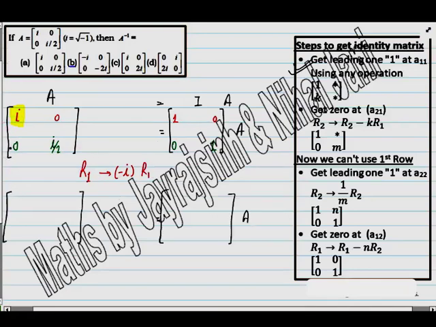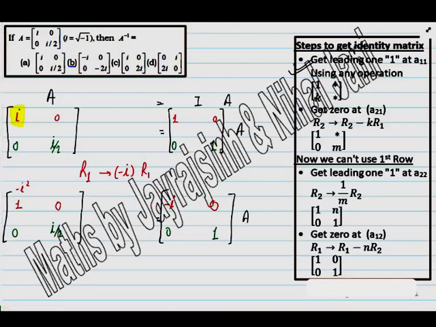In this operation, our second row will be as it is. Now i into minus i will give us minus i square, or we can say 1. 0 into minus i will give us 0. 1 into minus i will give us minus i, and 0 into minus i will give us 0. So we complete our first step.